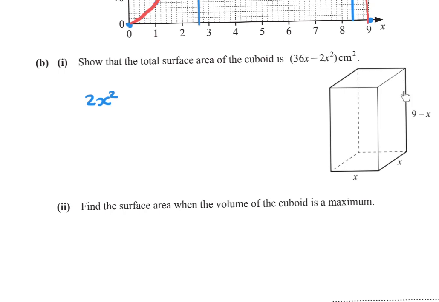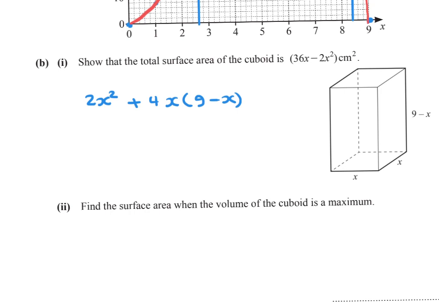Now for the lateral faces, we have 4 rectangles. Each one of them has area x times (9 minus x). And we have 4, so 4 times x times (9 minus x). So this is the area of the 4 lateral rectangles. Each one is x times (9 minus x), and because we have 4, we multiply by 4. And we have 2 bases, each one of them x squared.